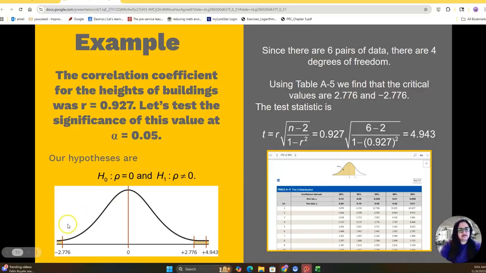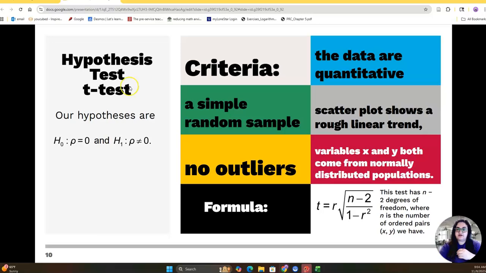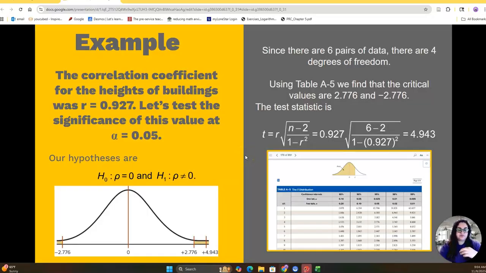So here is the curve of the distribution right here. We know that the correlation coefficient is strong positive. So we know that we've done the scatter plot and it's linear. We know that both are normally distributed. So all of our criteria work out for this. Our data is quantitative, it's numbers. Our sample was random and we didn't have any outliers. So we can run this information.